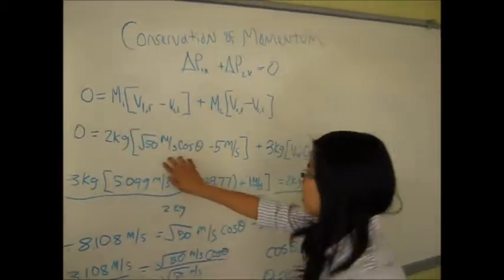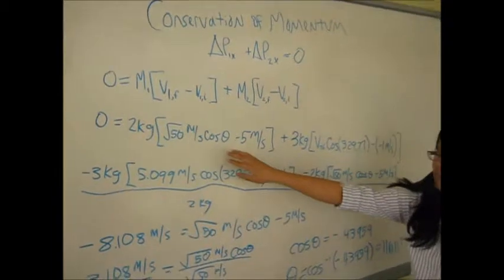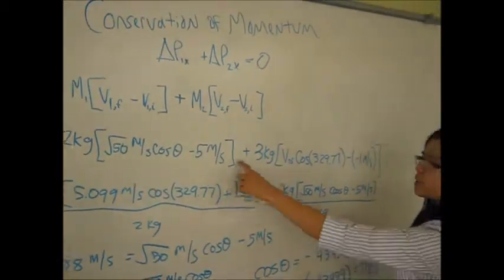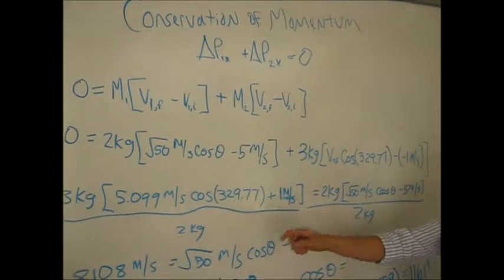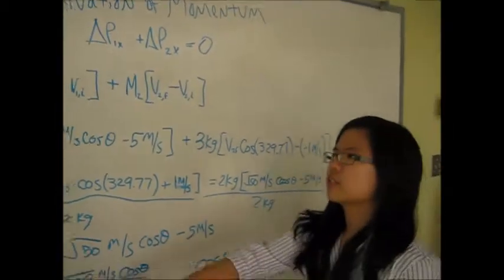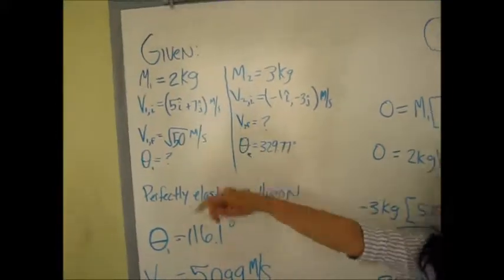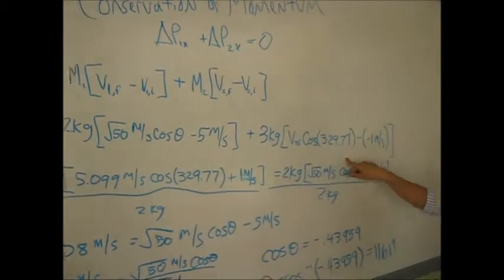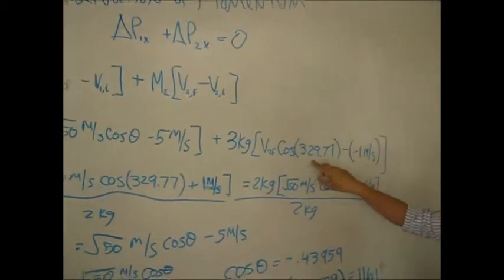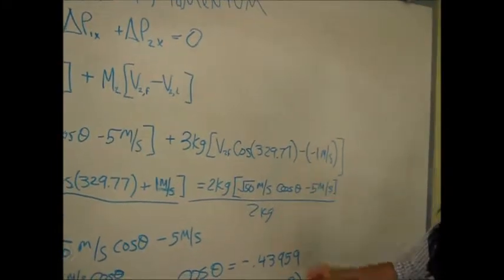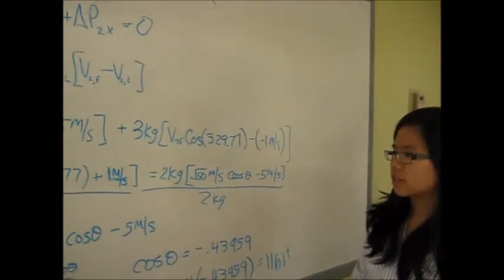Now here you have the cosine theta, that's the theta we're looking for. And then right here, the initial velocities, we only use the x component. So that's why you only see the 5 and not the 7, because the 7 is the y component. Then over here, the same thing. We were given this angle, so that's that. And then this is the x component of the initial velocity.